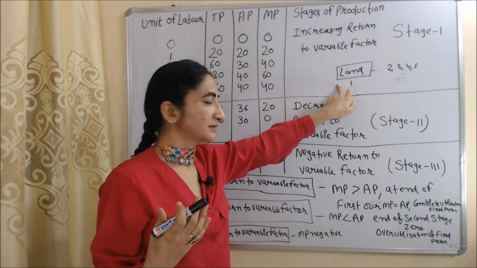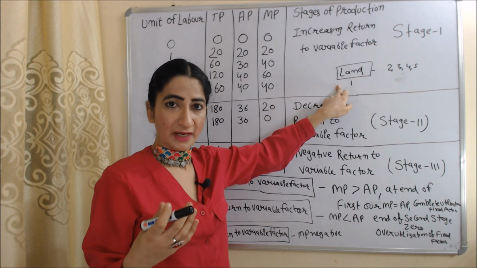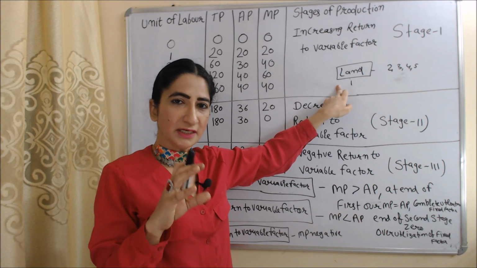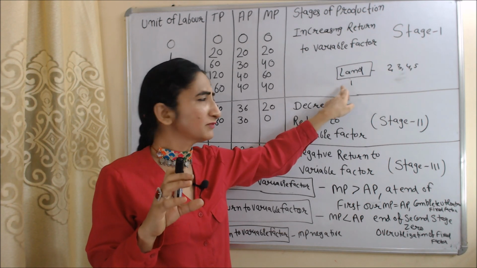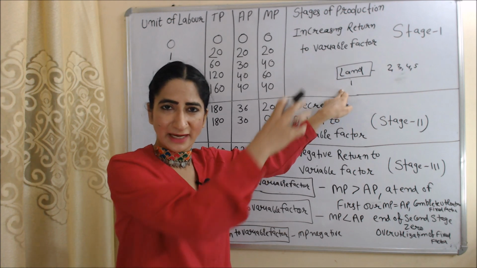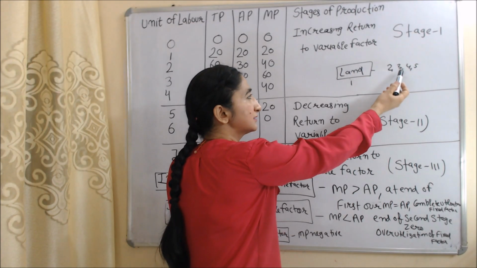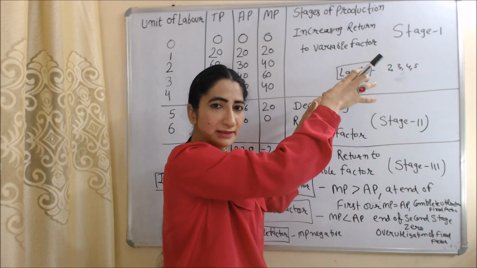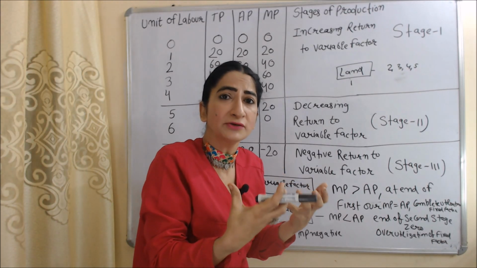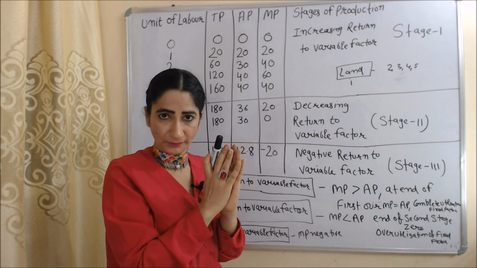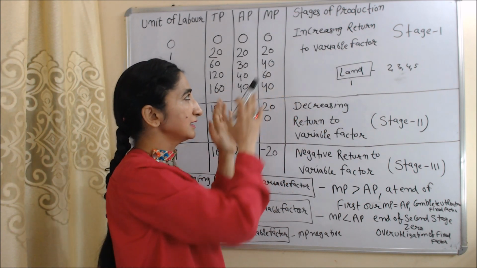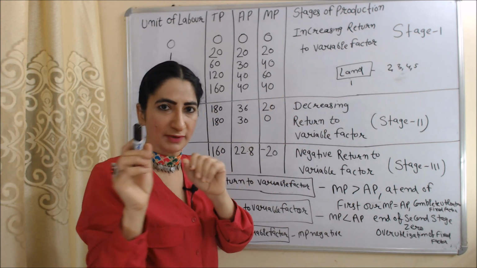For example, this land is our fixed factor, and for working in this land we need 5 employees. Initially we only have 1 employee. That means our land is underutilized. But when we apply the second, third, fourth labor to work in this land, that means our land is completely utilized and giving us more output. So this is the main reason we are getting increasing return to variable factor in the first stage.